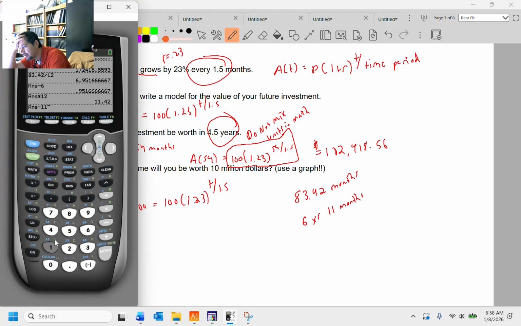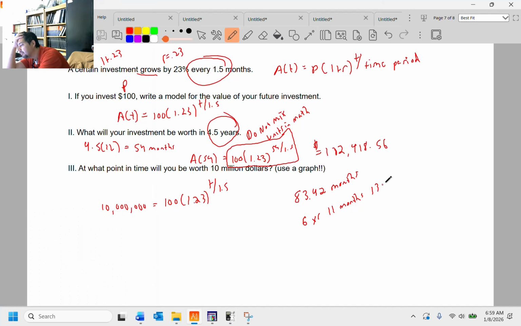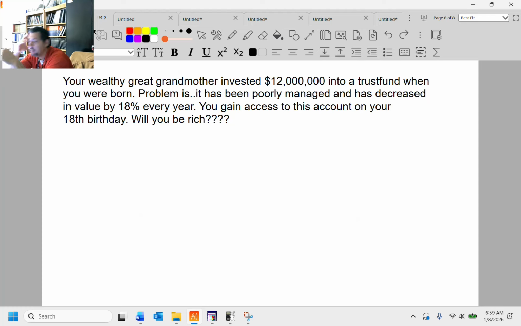So let's take away the 11 because that's in months. And let's convert that 42 hundredths of a month into days by multiplying by 30. Roughly 13 days. You're worth 10 million bucks. And you'd be an absolute fool to move your money from that.